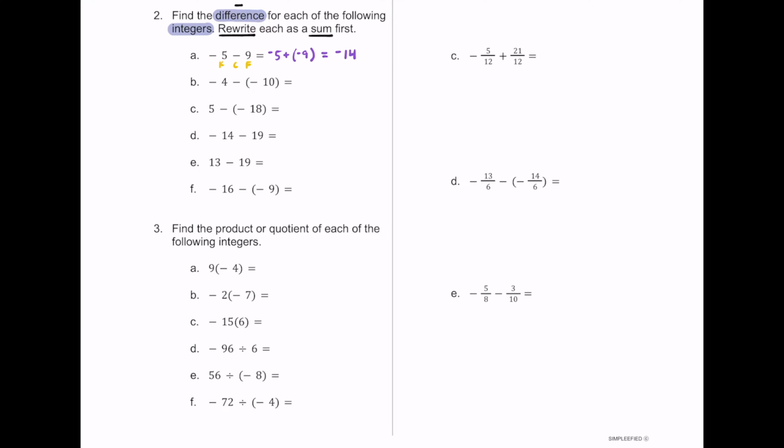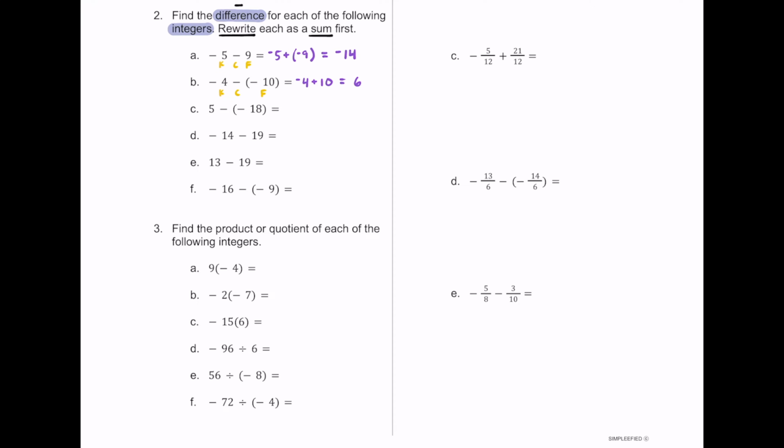For b here, we have negative 4. We're going to keep and then change, and then we're going to flip. So the equivalence here as a sum is going to be negative 4 plus a positive 10. And since we have one negative, one positive, it's going to be 10 minus 4. That's going to be 6, and we'll keep it positive.